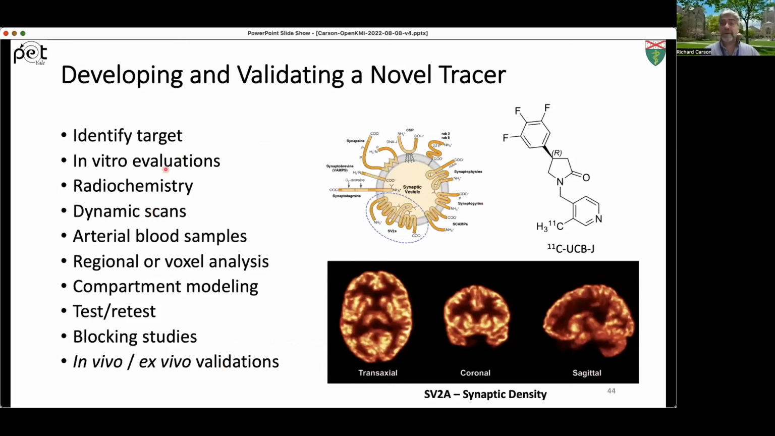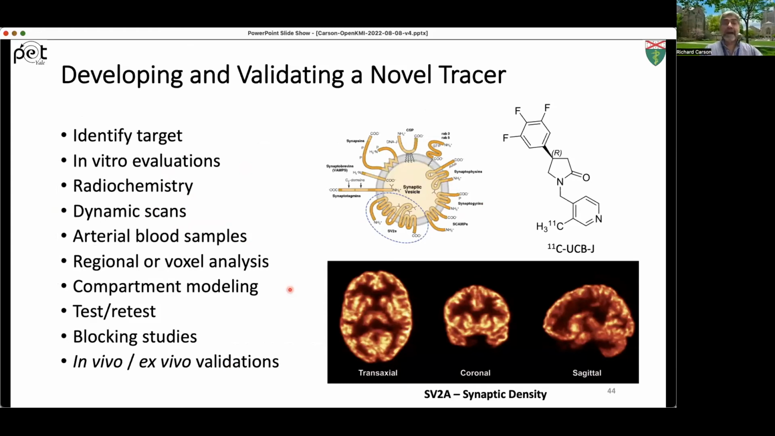You have to figure out what target. Are you binding to a protein? Are you binding to a receptor? What is it that you're after? We'll probably do some in vitro evaluations to tune which chemical matter we're looking at, develop the radiochemistry, get that approved for human use, do the dynamic scans with arterial blood samples, do the regional analysis and the modeling.